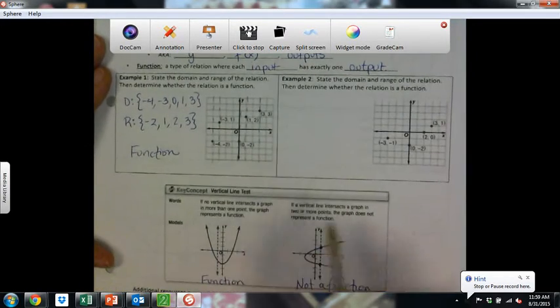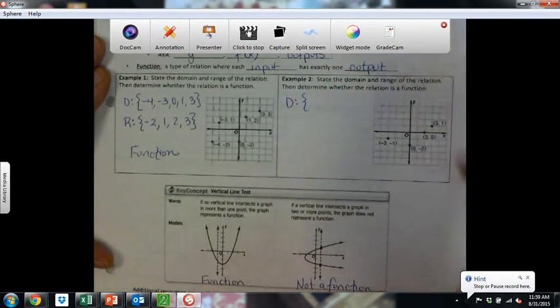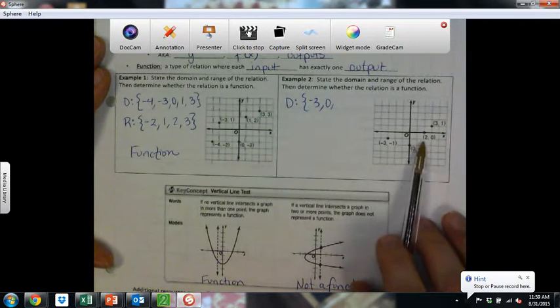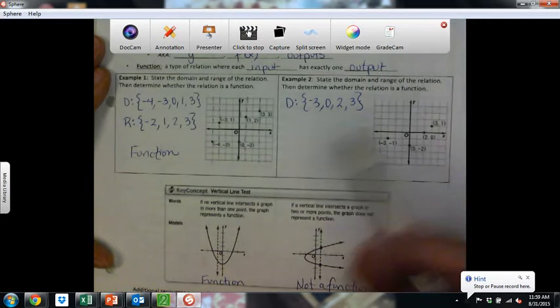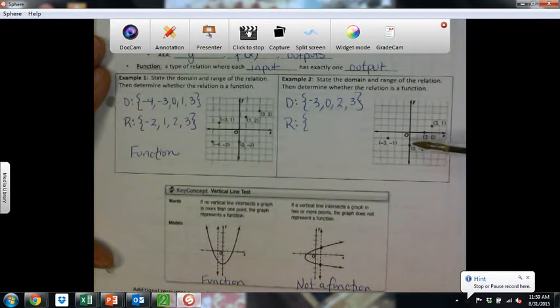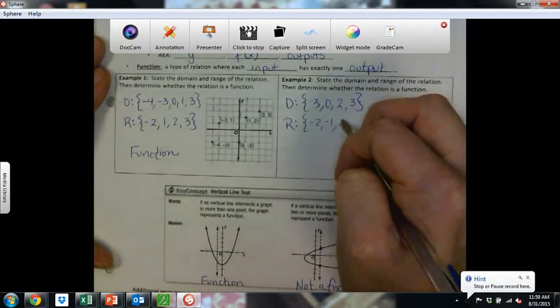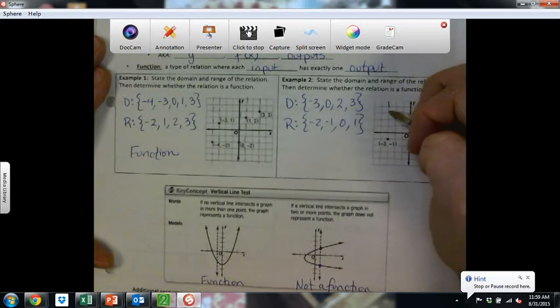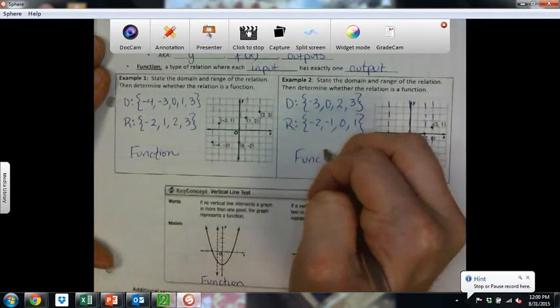For example number 2, again with the domain, I'm going to look from left to right. I've got -3, 0, and again I'm looking at the x coordinate of each point, 2, and 3. So -3, 0, 2, and 3. My range, or my output, are my y values, and so from the bottom up I've got -2, then -1, 0, and 1. And again, if I do my little vertical line test, I hit 1 here, 1 here, 1 here, 1 here. So this is a function.